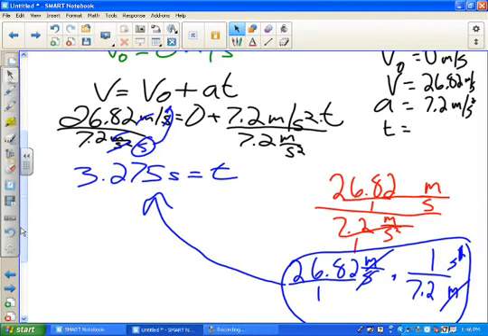So again, a car starts from rest, goes up to 26.82 meters per second with a constant acceleration of 7.2 meters per second squared. How long would that take? Plug it into the formula, and we get 3.275 seconds for our time. And that's pretty much it.